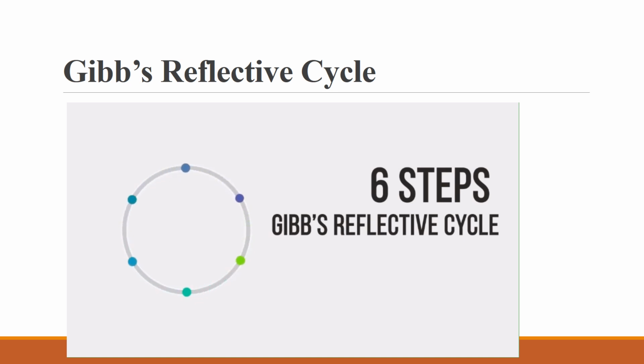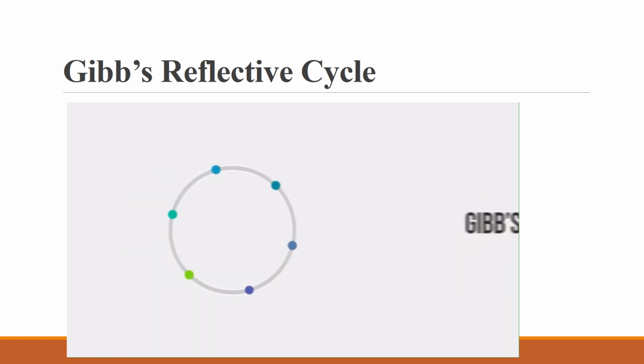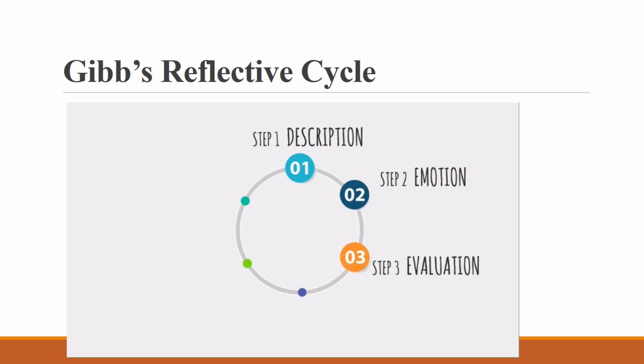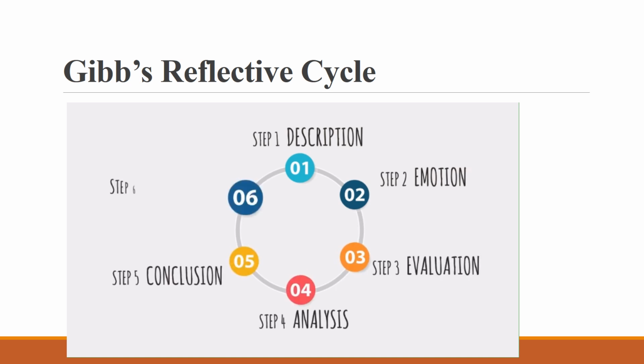The Gibbs reflective cycle consists of 6 interdependent steps to help us focus on what is really important in the reflection process. Step 1 is the description. Step 2 is the emotion. Step 3, evaluation. Step 4, analysis. Step 5, conclusion. Step 6 is action plan. Now, we will discuss each step a little further.